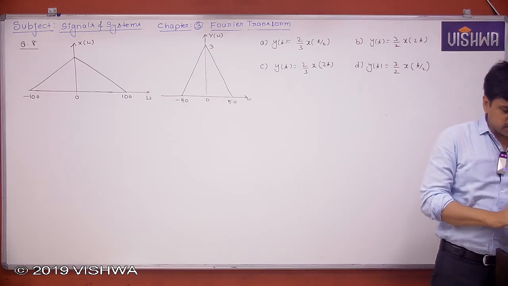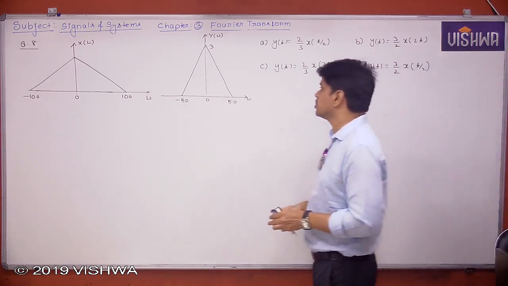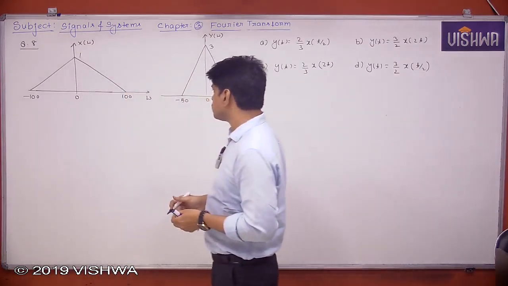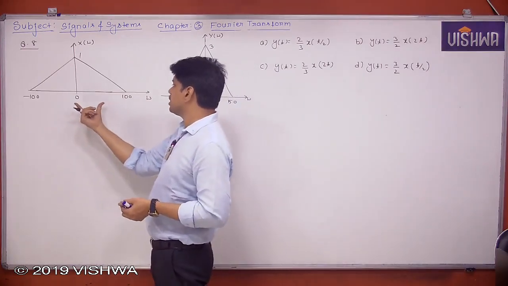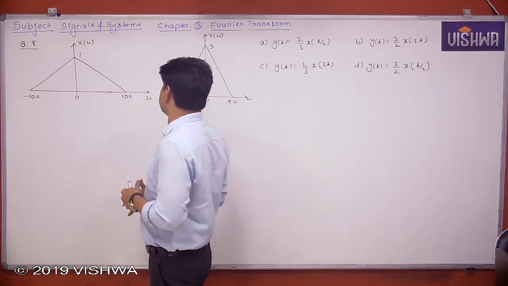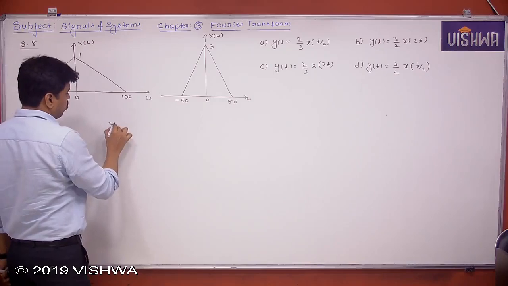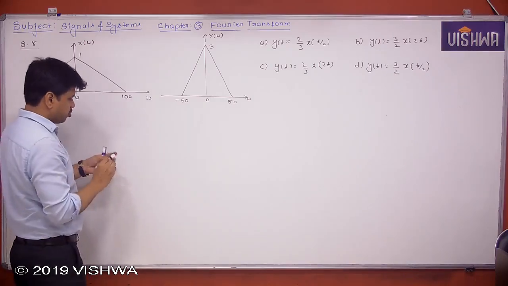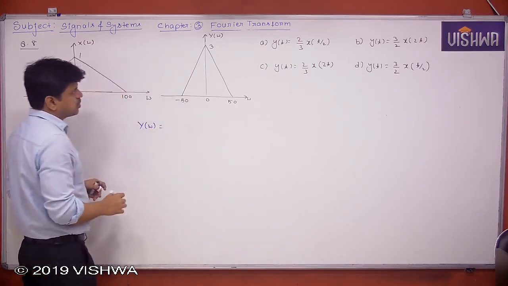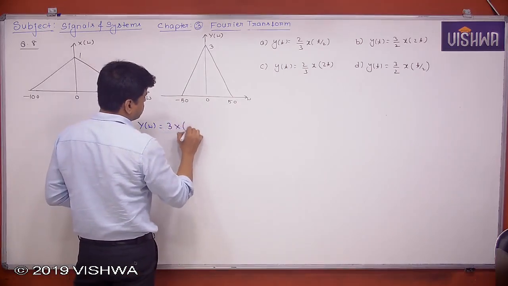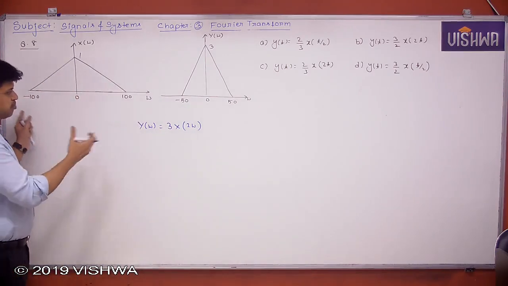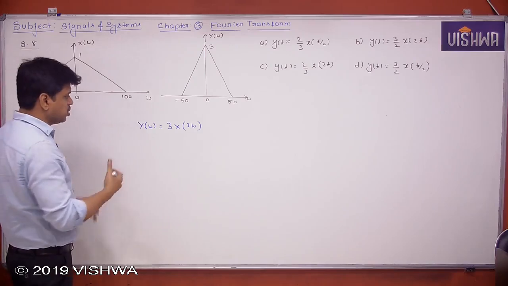Again we have to see what is the relation between y of omega and x of omega. What can I do so that I can get y of omega? Definitely in the frequency domain it got compressed, and it is compressed and amplitude scaled by 3. So simply we can write y of omega is equal to 3 times x of 2 omega. If it is compressed by 2, it is nothing but x of 2 omega. So for this we have to calculate.